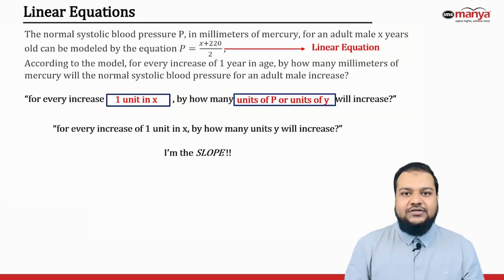And we can quickly find the slope by rewriting the equation into y equals mx plus c form, and 1 by 2 is the coefficient of x, and that will be the slope. The answer to the question is nothing but 1 by 2.